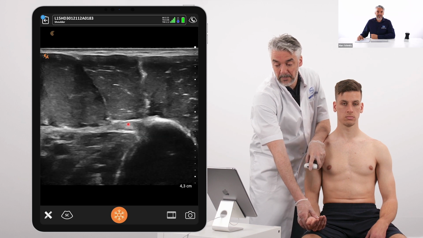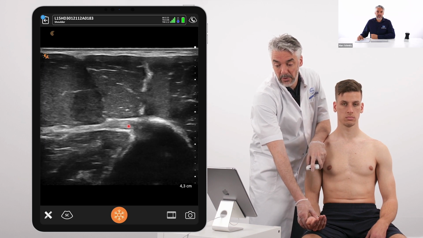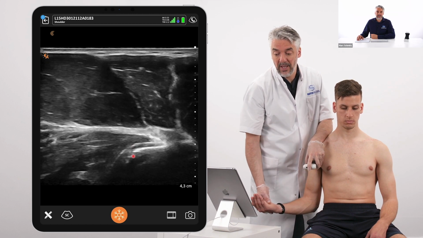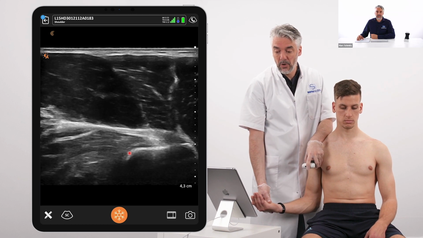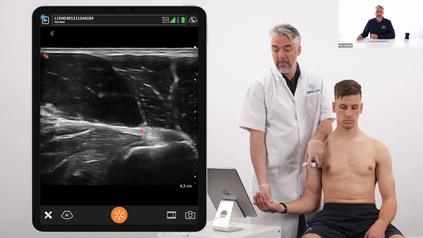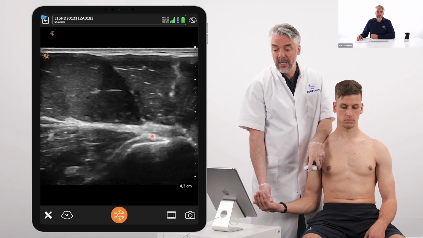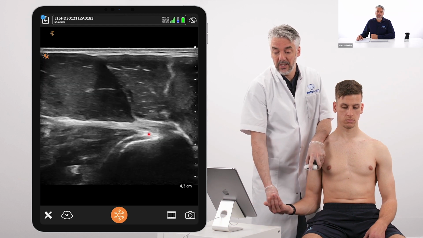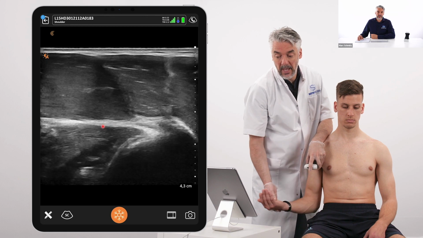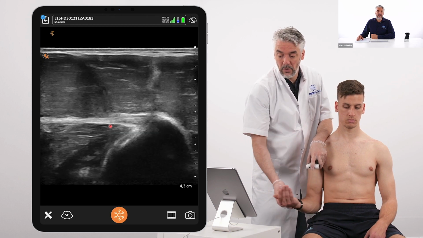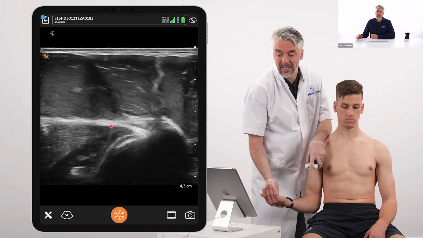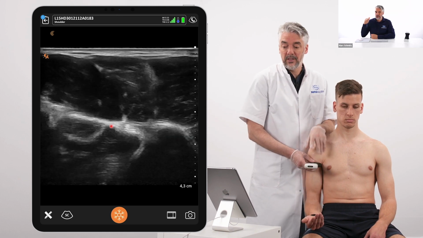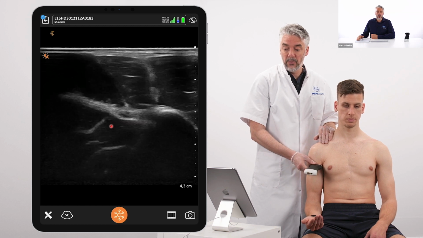And now I'm going to externally rotate the arm of this model. And then you can see that this is the latissimus dorsi right here, close to the bone. This is the pectoralis major. And in between, this is the long head of the biceps. And like mentioned, this is a sensitive spot. There is the tendon. Right, and we're going to search for the integrity of the tendons and the insertion to the bone.